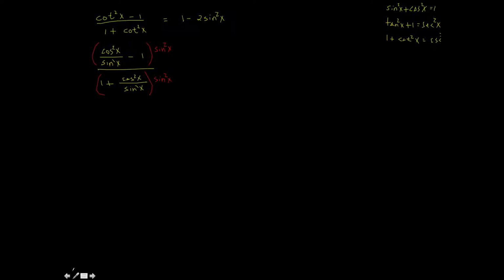Okay, so sine squared times cosine squared over sine squared. The sine squareds cancel, and that's going to leave me with cosine squared x. And then sine squared times 1 is sine squared, all over sine squared times 1 is sine squared.